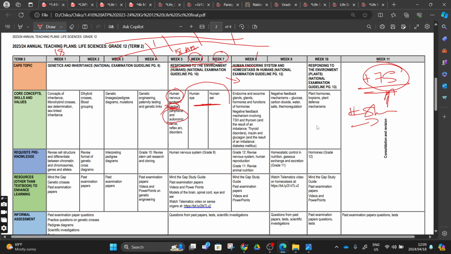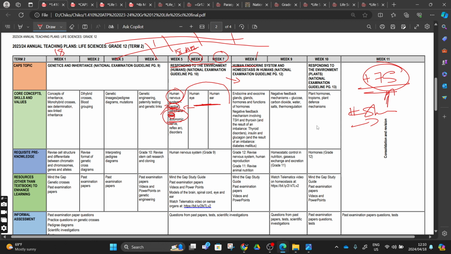So at the end of today's lesson, you will be able to differentiate between the peripheral and autonomic. Here, I think they made a mistake, or they're just saying that we have to consider it under the autonomic system. But at the end of today, you should be able to briefly explain, or to briefly give an outline of the human nervous system.